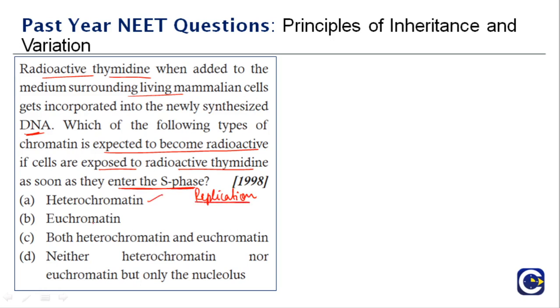Is it heterochromatin? Is it euchromatin? Is it both heterochromatin and euchromatin? It is neither heterochromatin nor euchromatin, but only the nucleus. So what is the right answer? So what happens during the replication? The DNA is exposed and the sites that need to be replicated are exposed. So what are those sites? It is euchromatin.